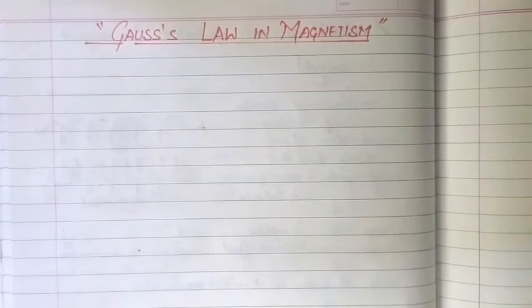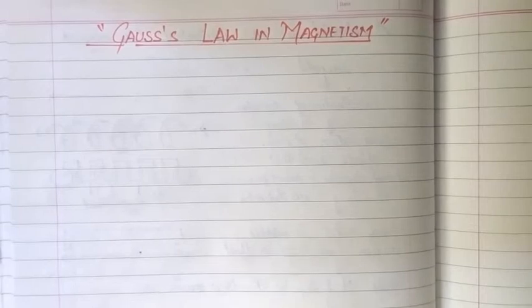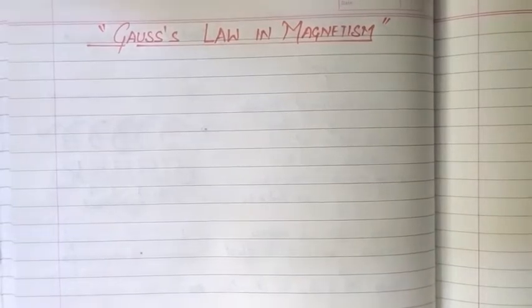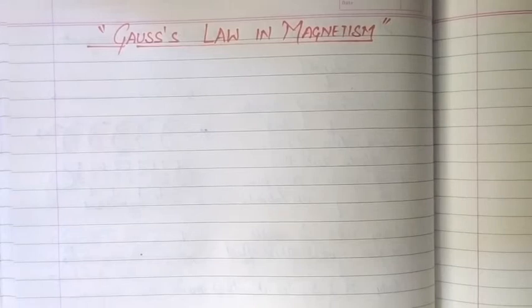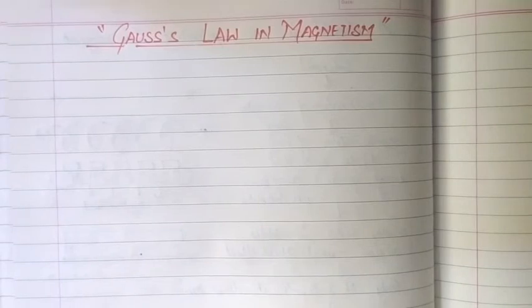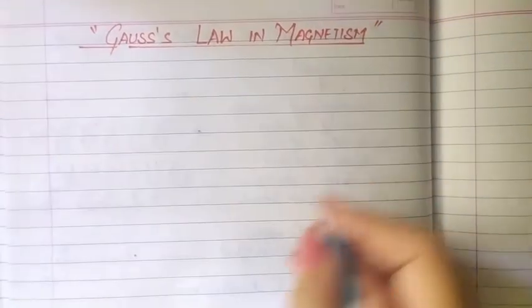Students, in this video we are going to discuss Gauss law in magnetism, but to understand that we must know what Gauss law in electrostatics was, that we have studied earlier. In electrostatics, Gauss law states that the surface integral of the electrostatic field, that is capital E vector, over a closed surface is equal to 1 upon epsilon naught times the total charge enclosed by the surface.